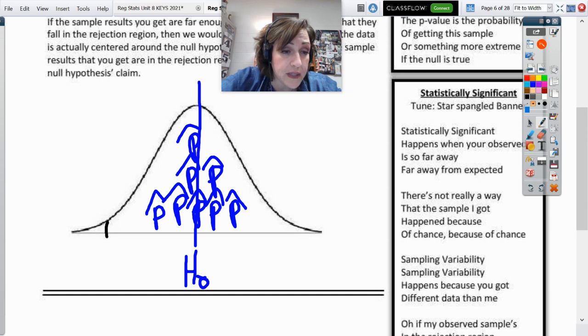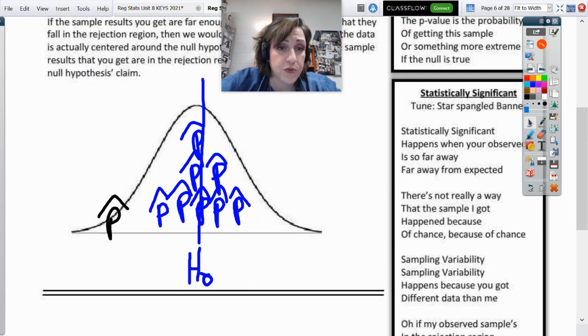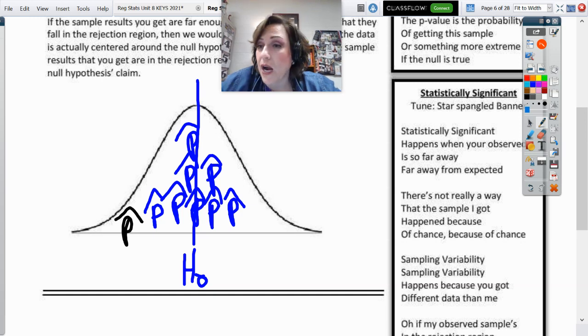So I'm going to put this unusual sample down here. Here's a sample. I actually think I want to move that. I don't want that one to be too unusual. I'm going to move that one up a little. Okay, so let's say that sample is right here. All right, then here we go. Here's the p-value.